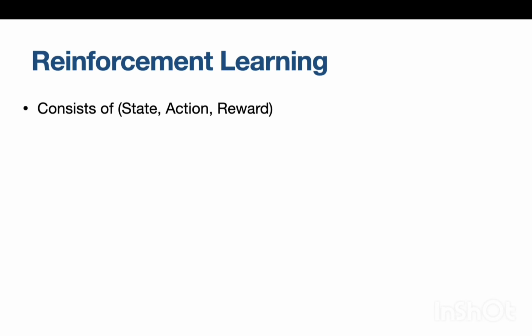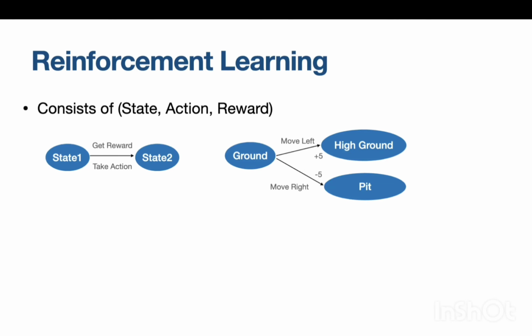In reinforcement learning, the system consists of state action reward combination. The system moves from one state to another when an action is taken and receives a positive or a negative reward. For example, in a game, the system moves from ground position to a pit if it moves to its right and hence accumulates a negative reward, or it moves to a higher position if it moves to its left and thereby accumulates a positive reward.